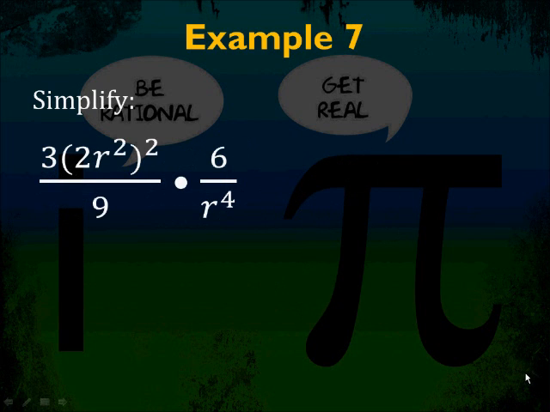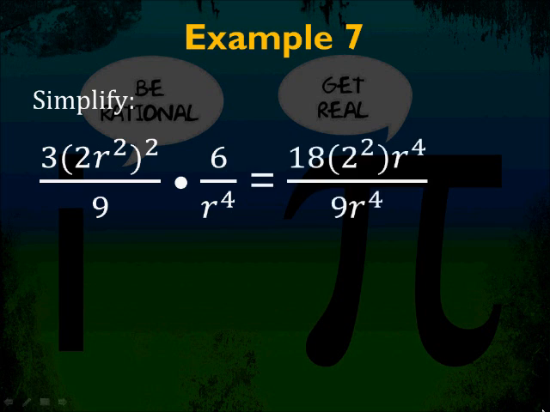Example 7. Simplify 3 times 2r squared squared over 9 times 6r to the 4th. So again, you should be able to try these on your own and check your answer by pausing and restarting the video. Alright, so you combine everything, you get 18 times 2 squared times r to the 4th. This becomes 3 times 6 is 18. 2 squared, r squared squared is r to the 4th. And the bottom we just multiply across.